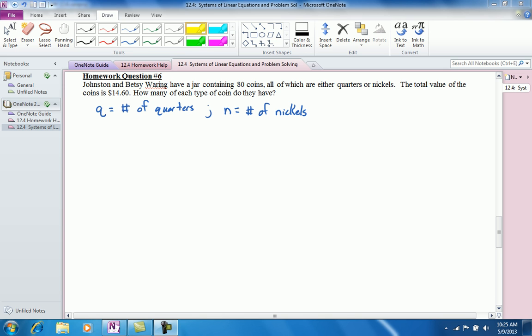The first equation is going to come from the fact that the jar contains 80 coins. So that means if I add the number of quarters to the number of nickels, I will get 80 coins. So there's my first equation.